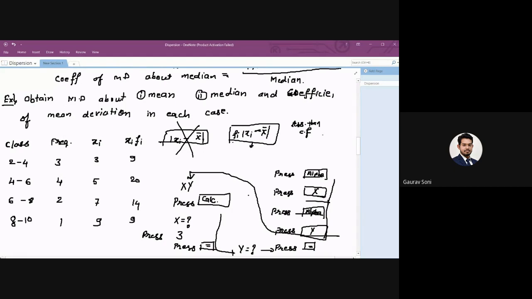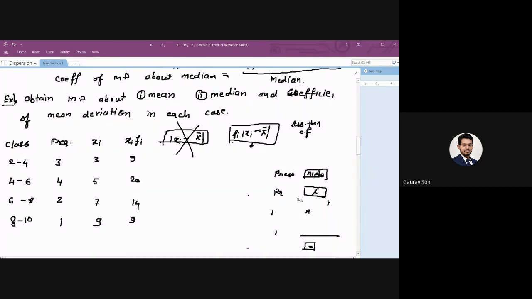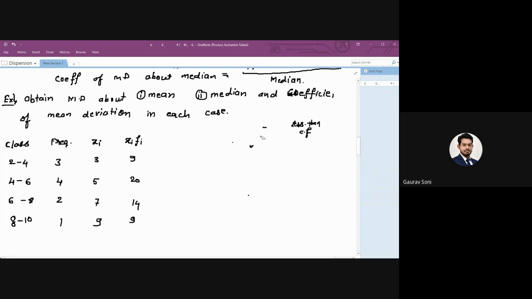Similarly, I'll directly make the fi into xi minus median column. So I'll rub this part now, whichever procedure I have written, considering everyone is clear with the use of the calculator now. Because we need to find the mean as well as the median here in order to get the deviations. Fine. What is summation xi fi?